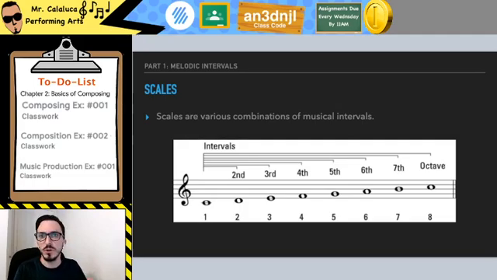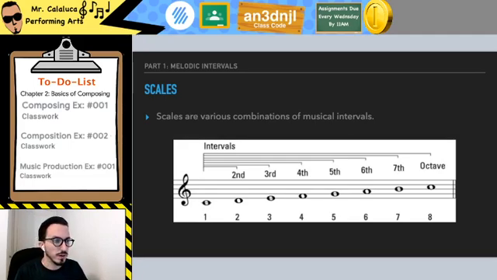Which is the same note, just basically the same pitch, just higher. Okay, so this is our scale. This is basically the foundation of what a melody is. It's the series of notes in a certain key that gives us what we need for the melody.